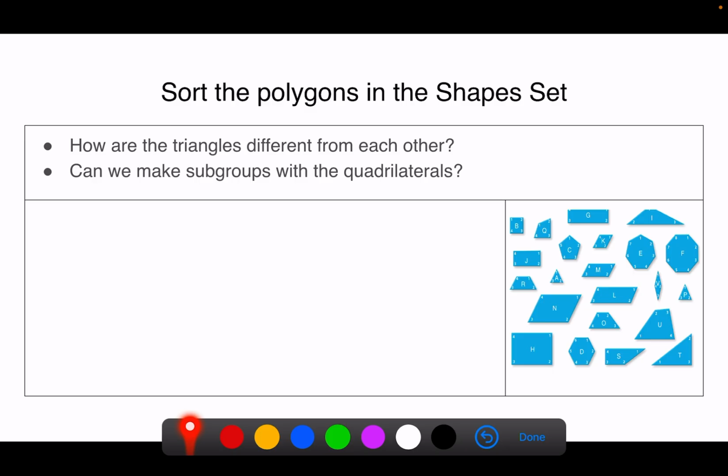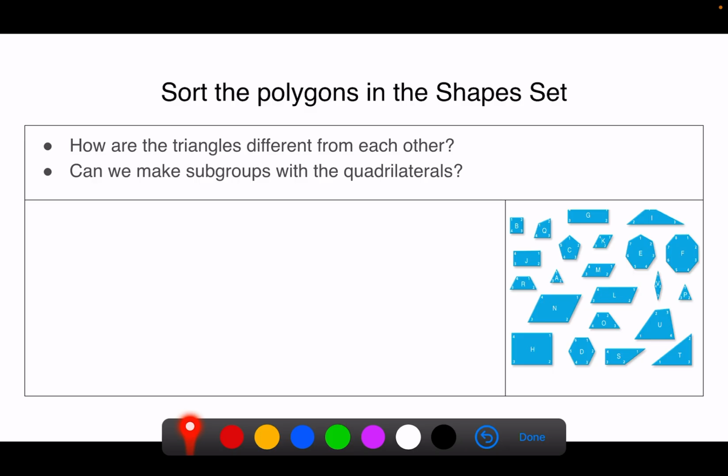And this is just to help us see some of the different properties of different polygons, because our goal here is to learn how to identify polygons by the number of sides. And then once we see the number of sides, how do we see that some triangles or different polygons are different from one another?